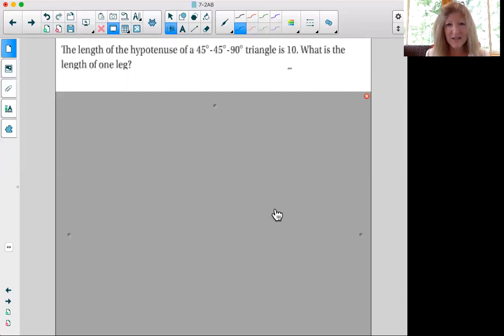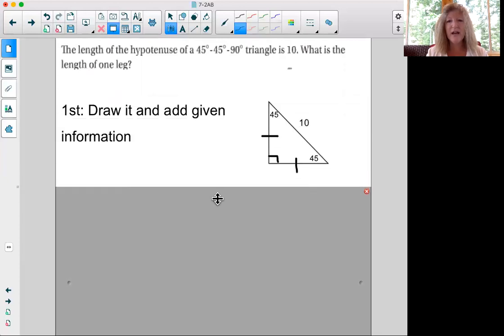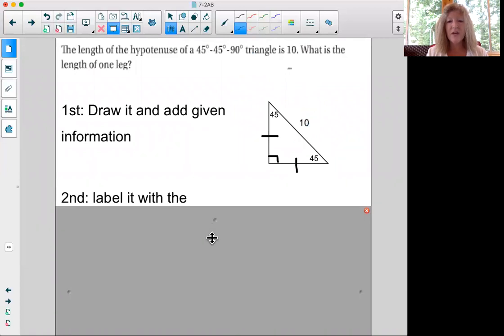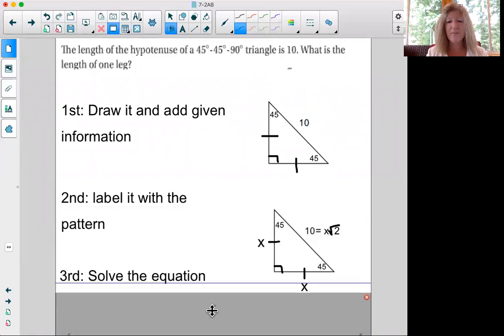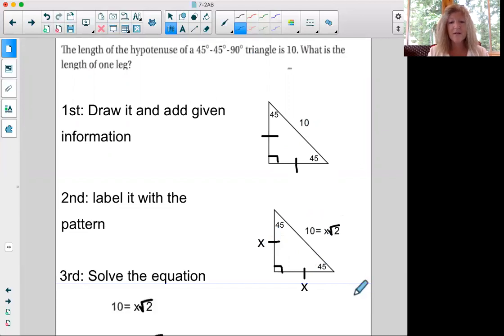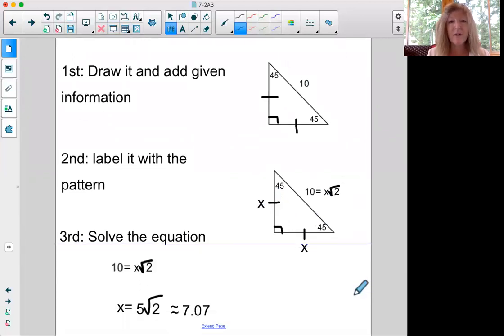So pause, practice on your own paper, and then press play. First thing you want to do is draw a diagram for yourself and put the given information on the diagram. Then you can add the pattern right onto the diagram. You see that the leg lengths will both be x, and the hypotenuse is whatever the leg is times root 2, or x root 2. And now we have an equation that we could solve for x. To solve that for x, we divide both sides by root 2, use your calculator, and you'll either get 5 root 2 if you leave it in radical form, or you'll get 7.07 if you get a decimal approximation.